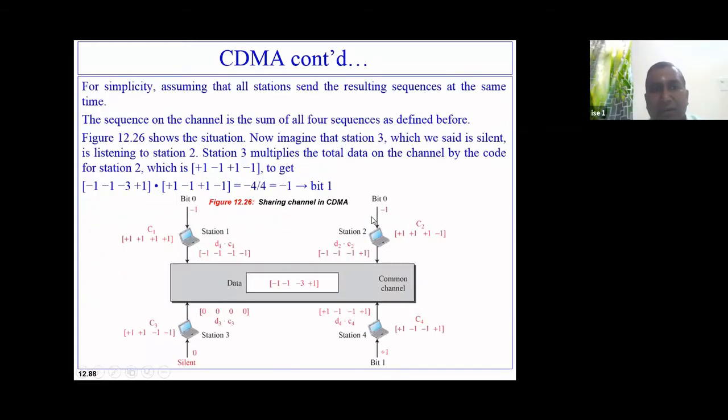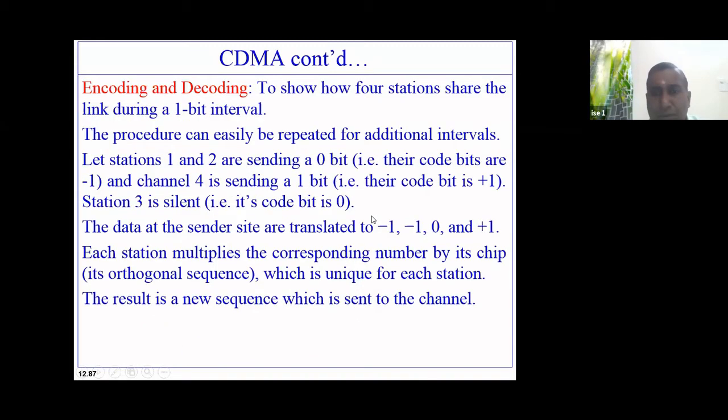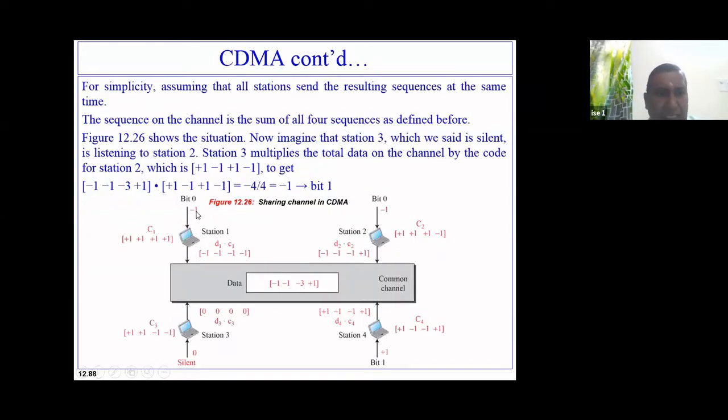Now we will see how encoding and decoding can be done. Here, suppose station 1 has bit 0 to be sent, so it is encoded as minus 1. And the chip code for station 1 was C1, so plus 1, plus 1, plus 1, plus 1. So D1 into C1 will be giving me what? It is minus 1 multiplied by plus 1, plus 1, plus 1, plus 1. So I'll get all minus 1.